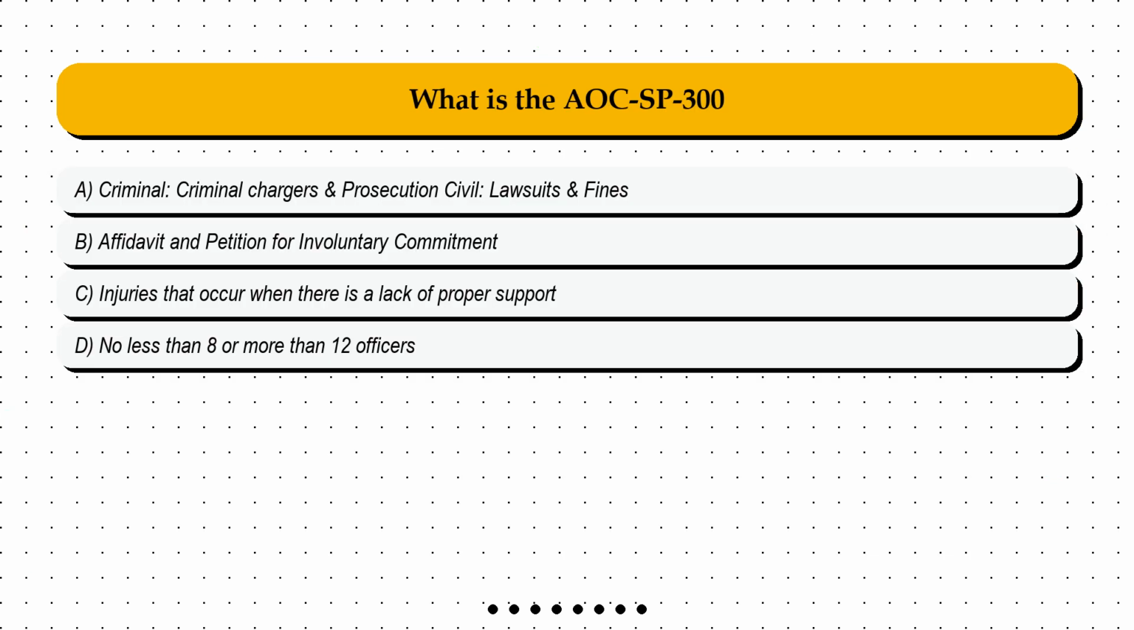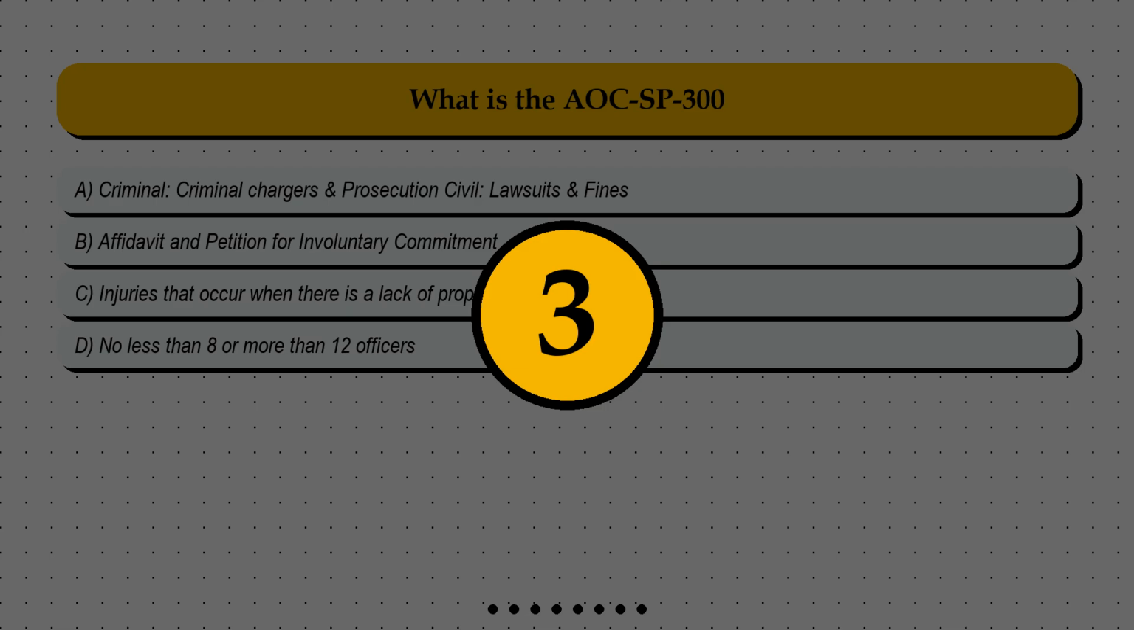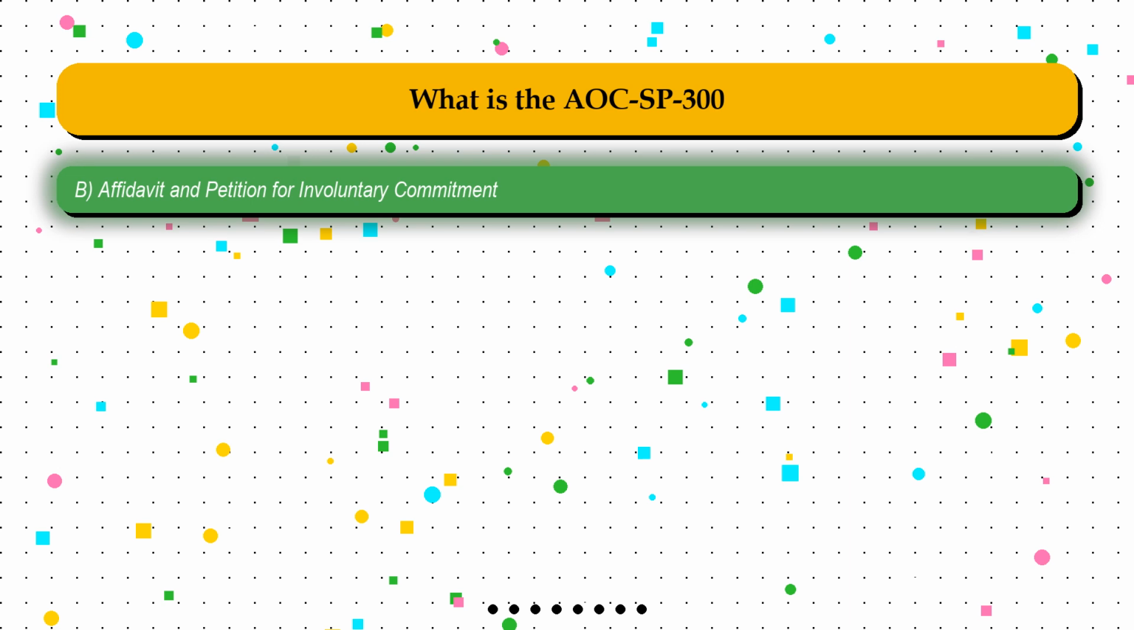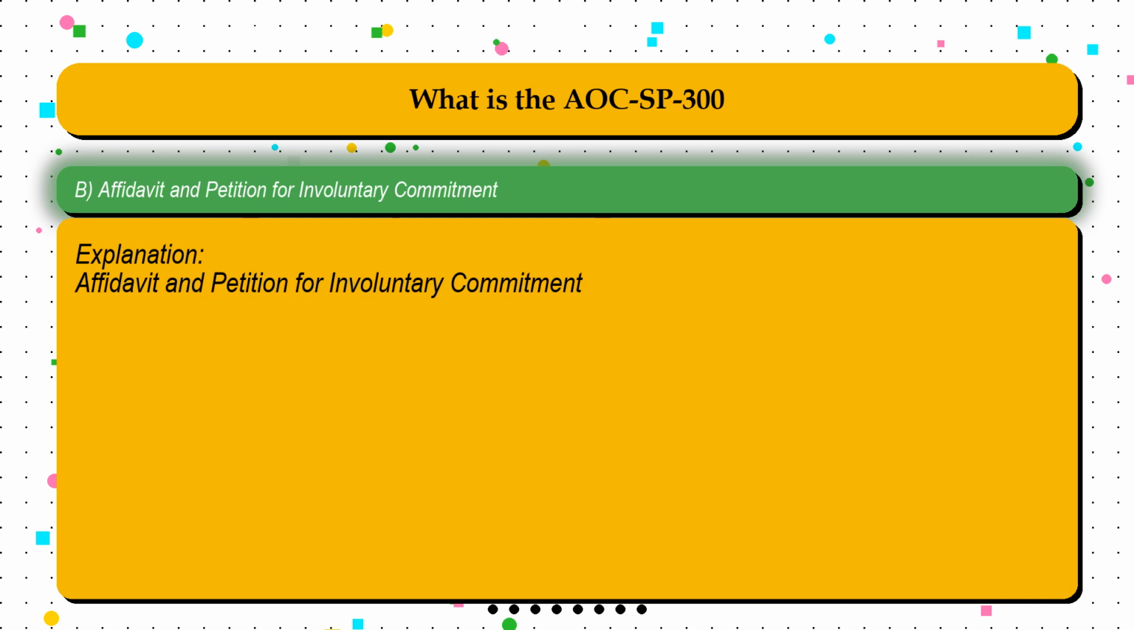Question 4. What is the AOC SP 300? Option A, criminal charges and prosecution, civil lawsuits and fines. Option B, affidavit and petition for involuntary commitment. Option C, injuries that occur when there is a lack of proper support. Option D, no less than 8 or more than 12 officers. The correct answer is option B, affidavit and petition for involuntary commitment.